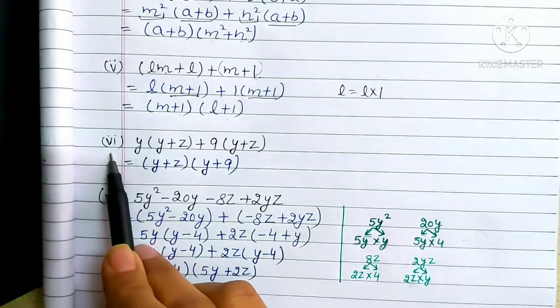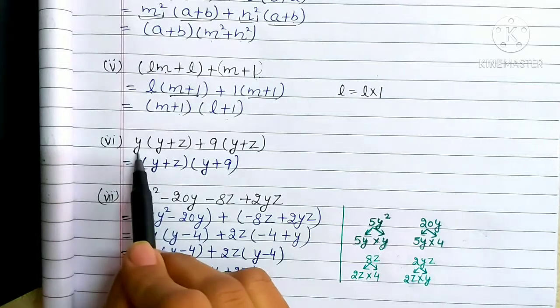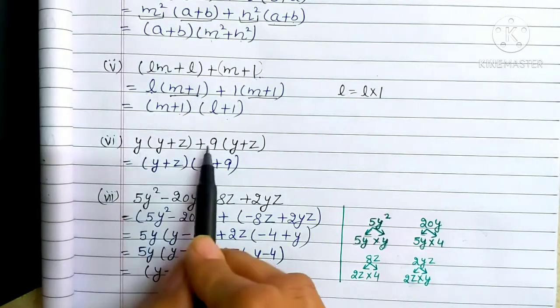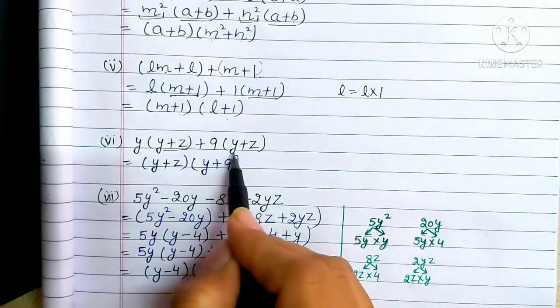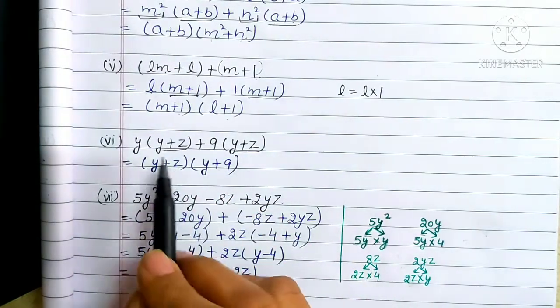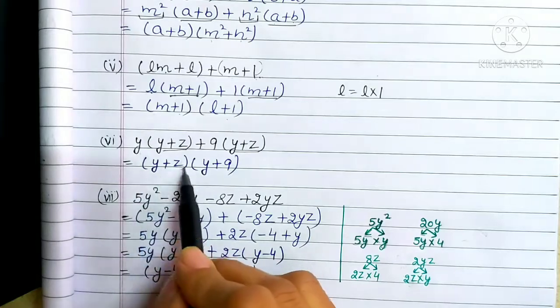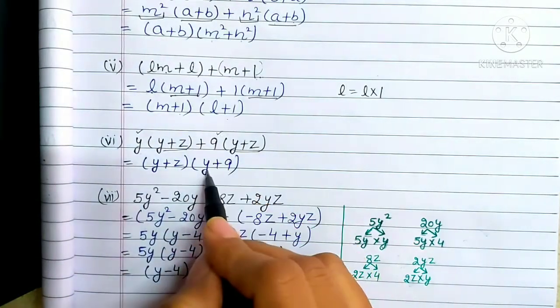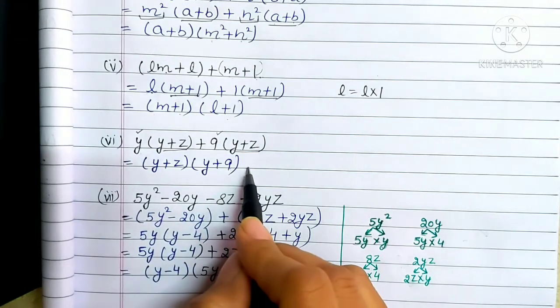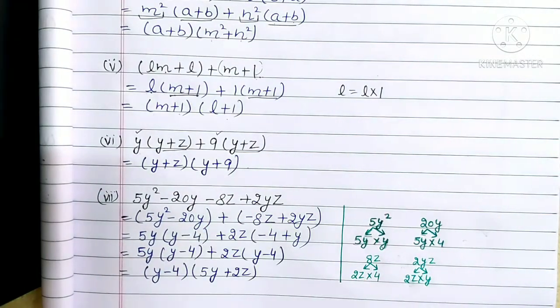Now 6th part, it is very easy, very simple one. Already common factors are taken out and we can observe from the statement y plus z and y plus z is common in both the terms. So we will take y plus z common. What will be left? Y and plus 9 will be left. So this is the factorization form.